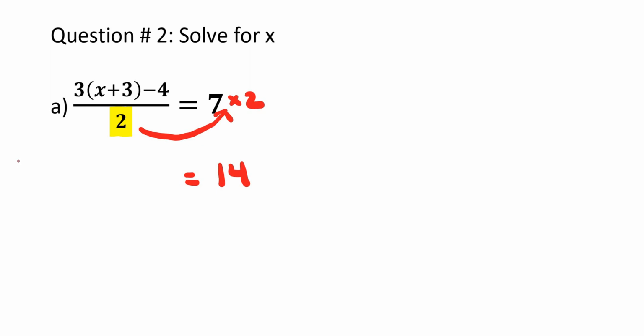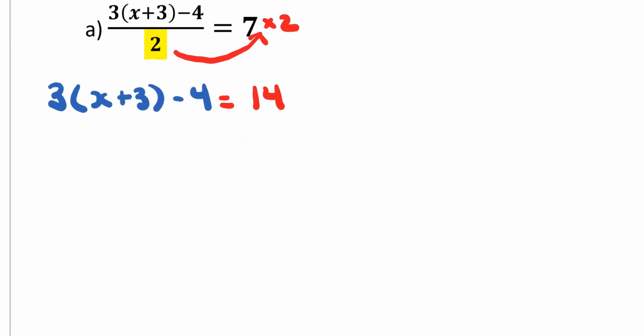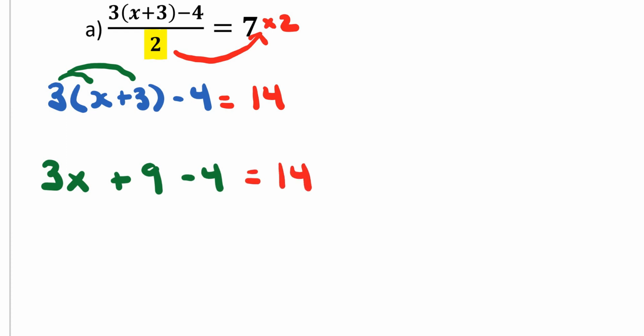And then on the left hand side, I have 3 bracket x plus 3, and then the minus the 4. So as you can see, the downstairs 2 has been moved to the right hand side by multiplying by 2. And then from here on, you can just distribute. So 3 times x is going to be 3x. 3 times 3 is going to be 9. And then minus the 4, and that's going to equal 14 on the right hand side.